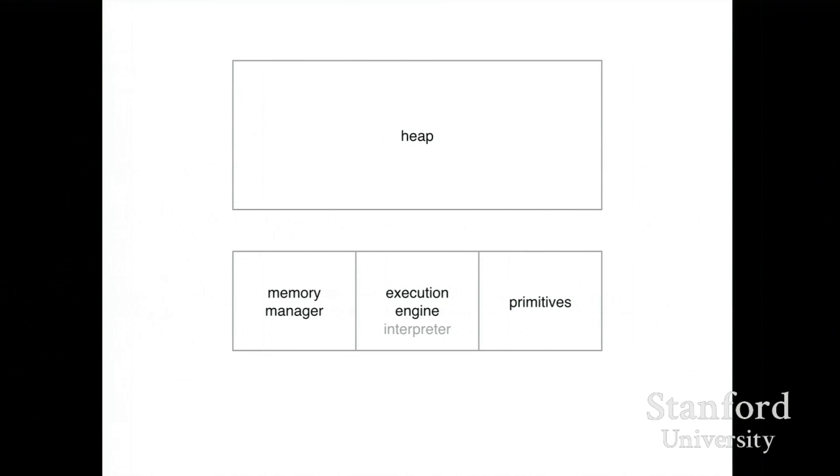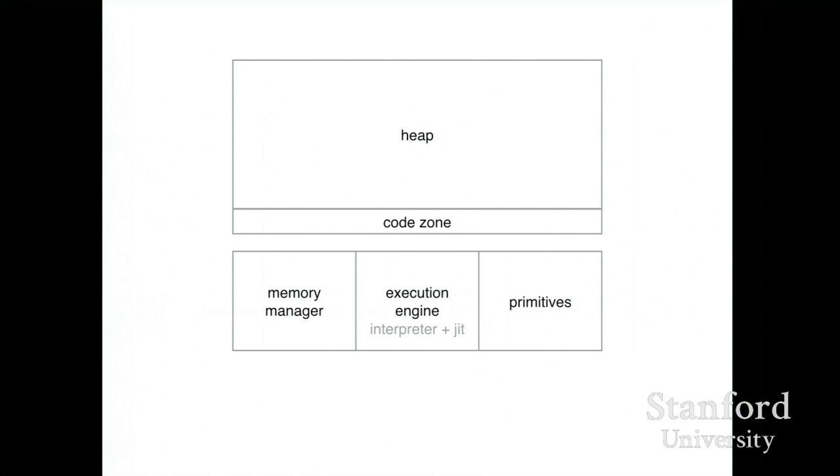So how is it that these things are typically executed? We typically have a heap which is full of objects, some of which is code, and we have some components like a memory manager and an execution engine, which might be an interpreter, and some primitive operations. And the interpreter's job is to interpret that dynamic code. And of course, the experience is that the system is too slow, and that what we need to do is to add some form of compilation.